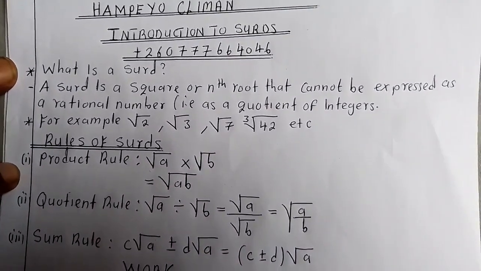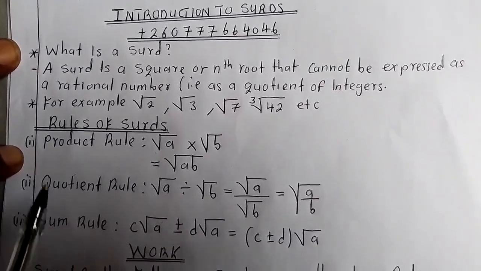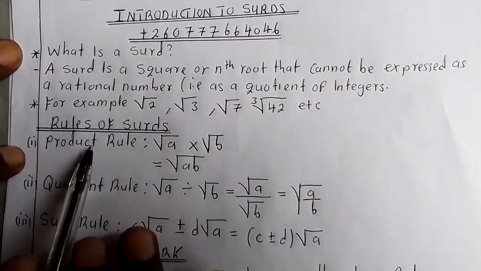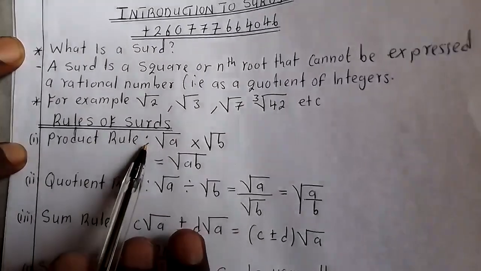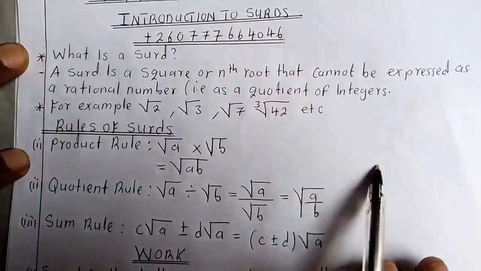All these numbers are said to be surds because they cannot be expressed in the form a over some b. Now, there are certain rules that you are supposed to know on this topic. The first rule is what we're calling the product rule. The second one is called the quotient rule. The third one is called the sum rule.